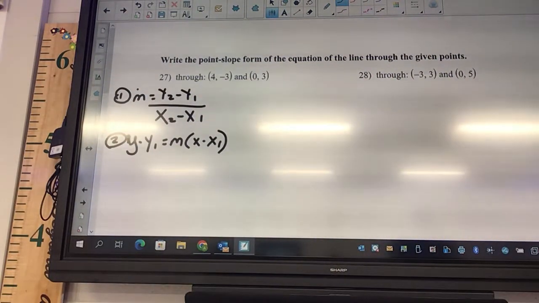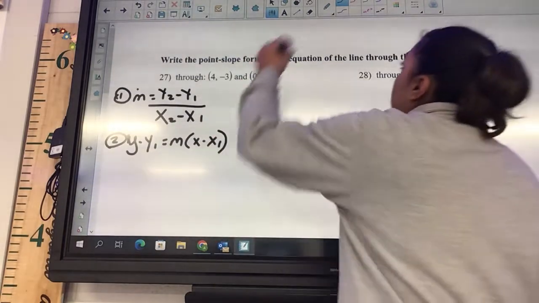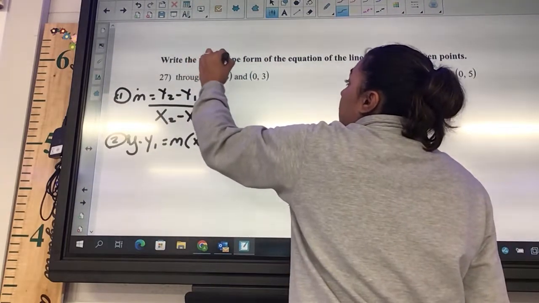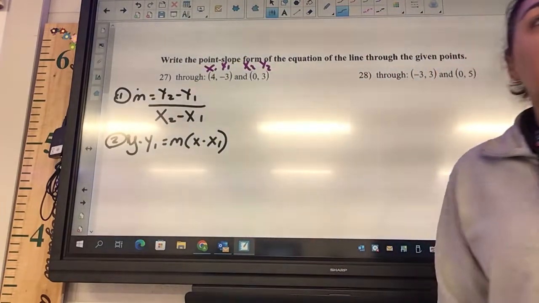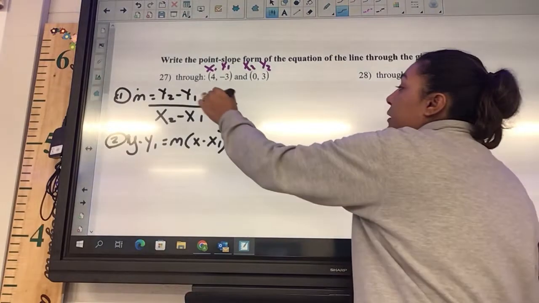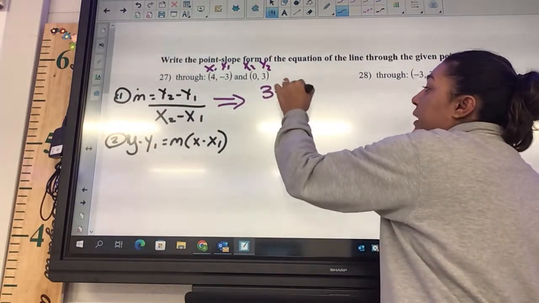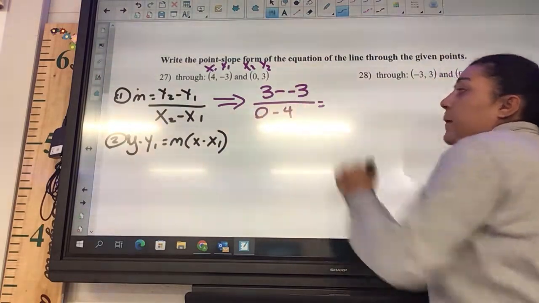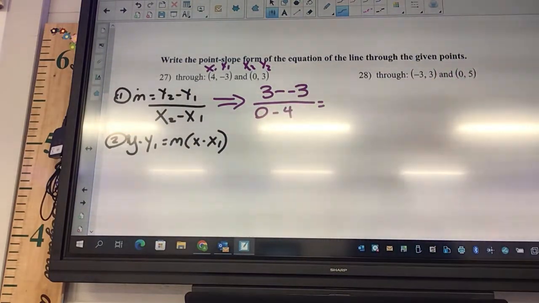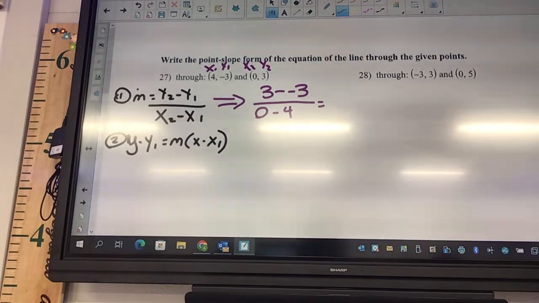Okay, so you're going to label these x1, y1, x2, y2. So our first part is going to look like 3 minus negative 3 over 0 minus 4. Okay, type that in your calculator, see what you get.